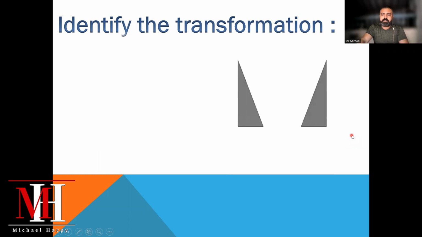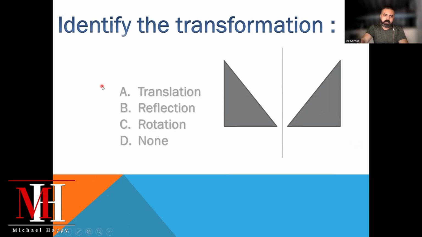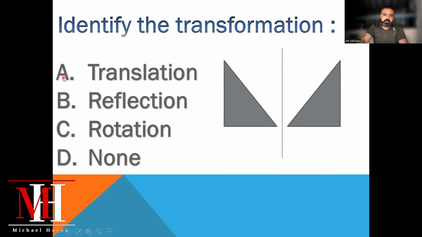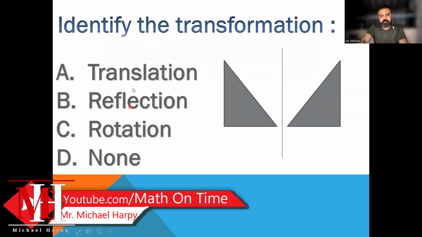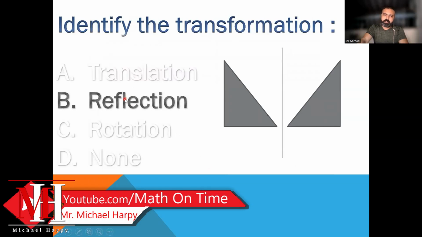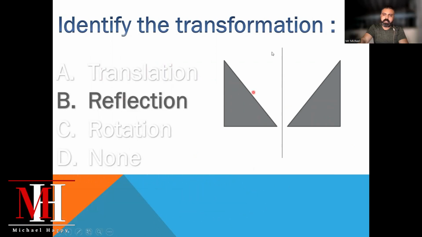Who can identify the transformation type of this figure? Translation, reflection, rotation, or none? Excellent. Reflection. The correct answer, reflection. And this line is called a line of reflection.